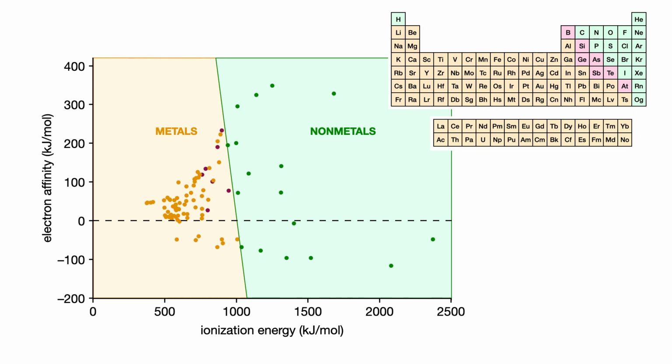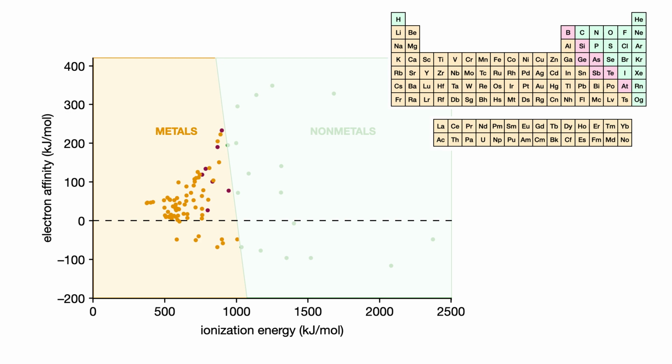Hi there. Now we can start looking at what happens when atoms come together. And we're going to start our discussion focusing on metals. So, metal atoms, as we've seen, tend to have low ionization energies and moderate electron affinities.